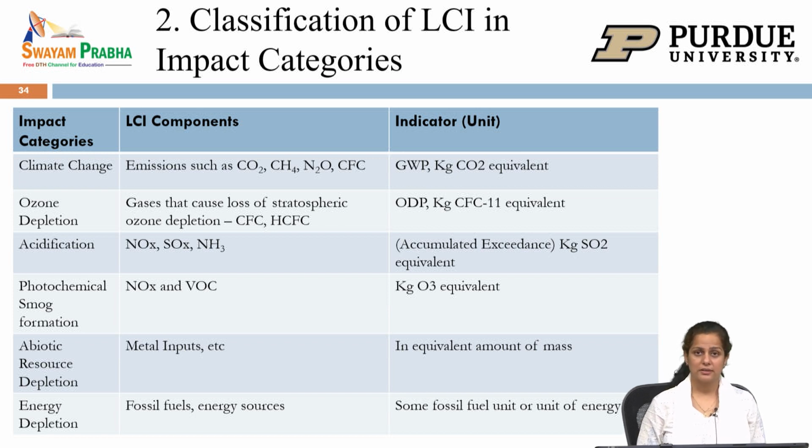So, when you select the method of the impact assessment, you will see the different impact categories. You will see which of the life cycle inventory in your LCA are actually being mapped to that particular category. So, this is where you are classifying your LCI into different impact categories, and you are selecting the indicator unit based on the impact category that you are selecting. So, that is what we call classification of LCI into your impact categories.